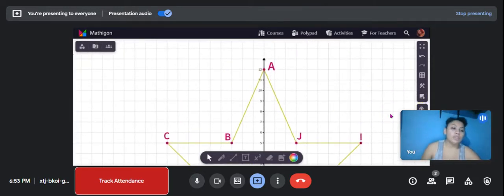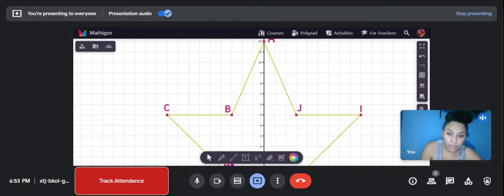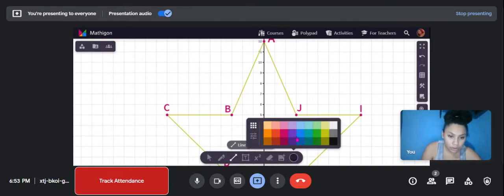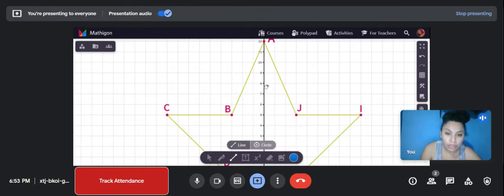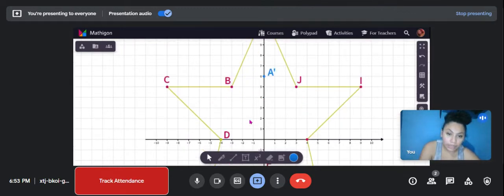Okay, so point A now, if I go back and I look at what my new point for point A is gonna be, my new point is gonna be 0, 6. Let me just change my color. 0 on the X and 6 on the Y. It's gonna be right there. And then this one is gonna be A1. Sorry, A1. Right?